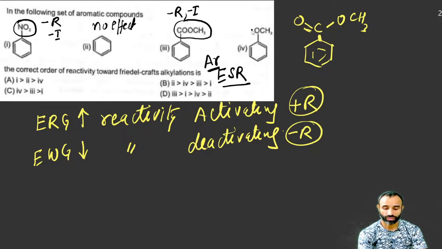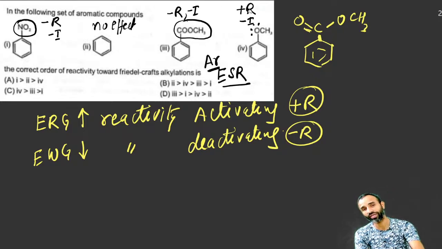What about this? This is plus R and minus I. Oxygen being more electronegative than carbon, so minus I, and it has a lone pair, that's why plus R. So this one is electron releasing.